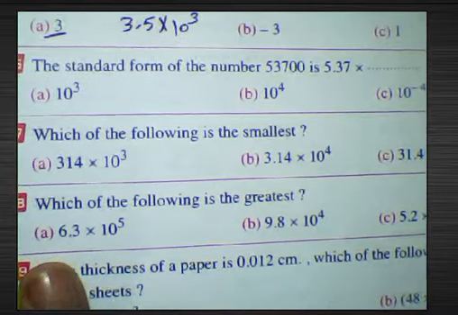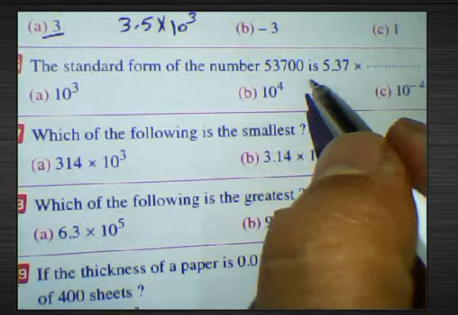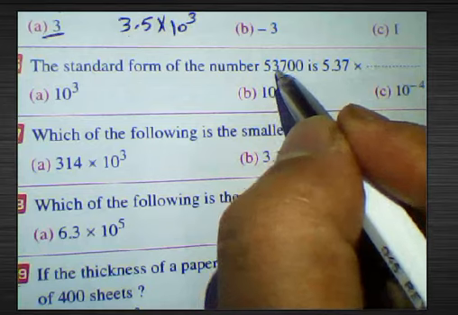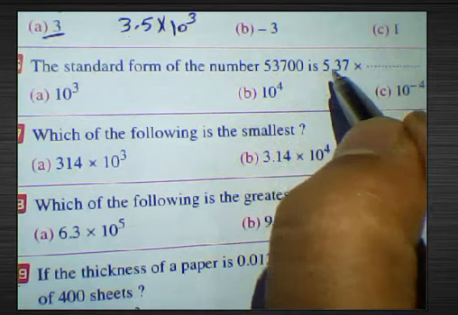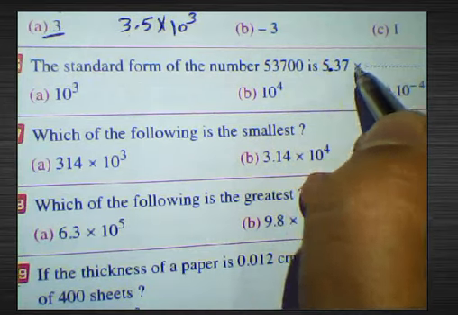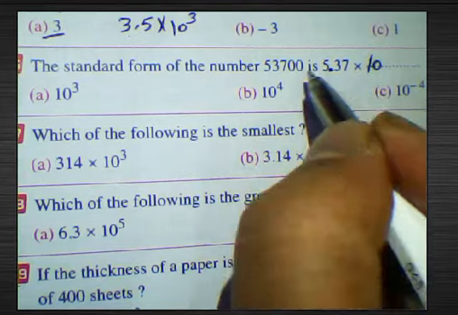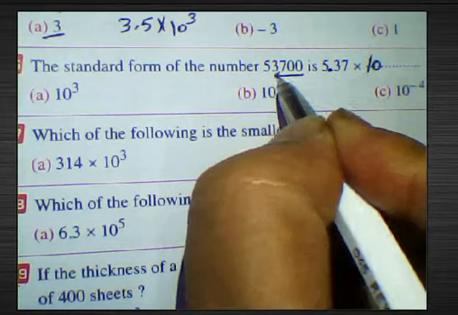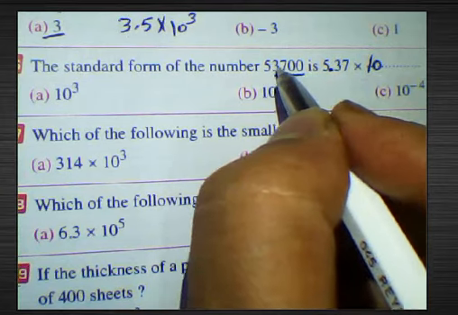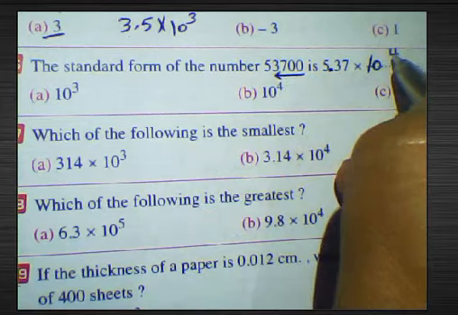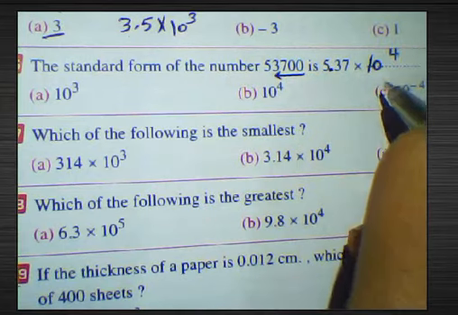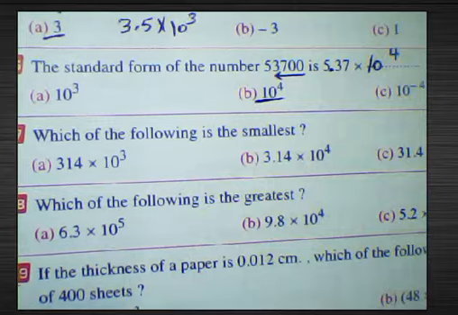Question 16. The standard form of the number 53,700 is 5.37 multiplied by 10 power what? We must move the point to the left-hand side 1, 2, 3, 4 digits. To the left-hand side it will be positive, so it will be 10 power 4.